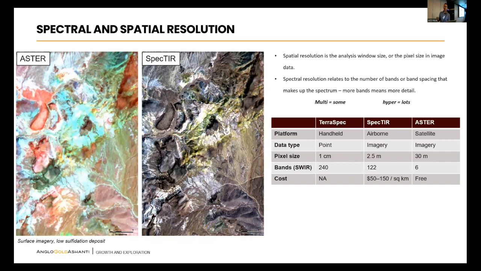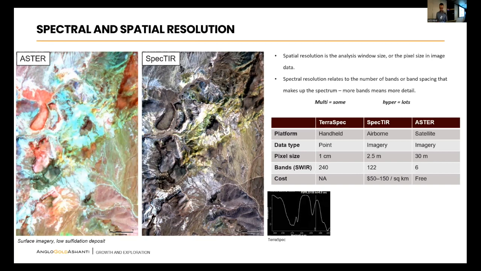We often hear about multispectral and hyperspectral data. Multi means some, hyper means lots, basically. These are two images over an exposed low sulfidation deposit. The ASTER on the left there is multispectral satellite imagery. It's got a pixel size of 30 meters. And the SpecTIR here is hyperspectral airborne imagery with a 2.5 meter pixel.